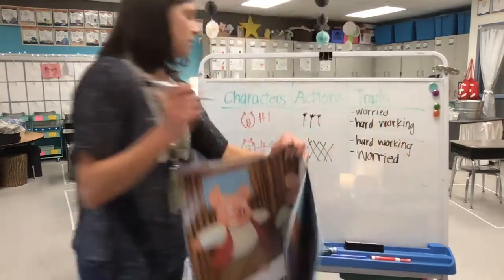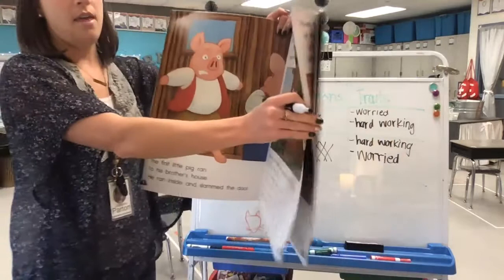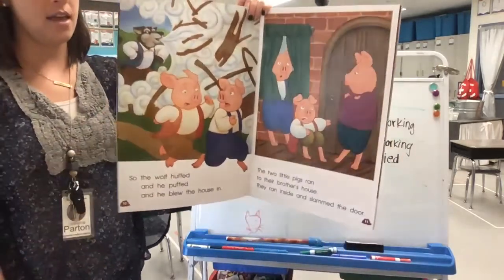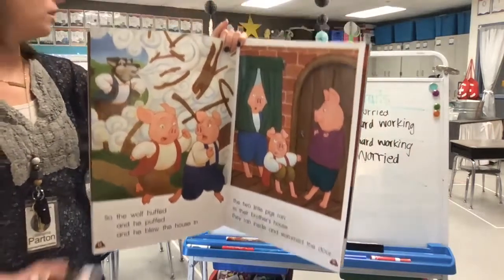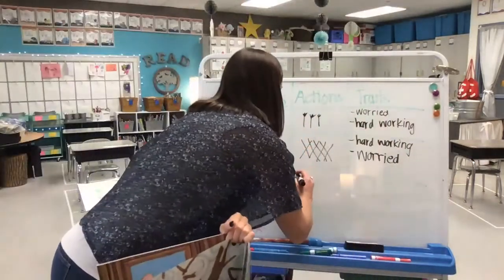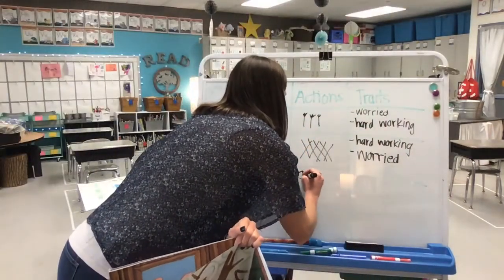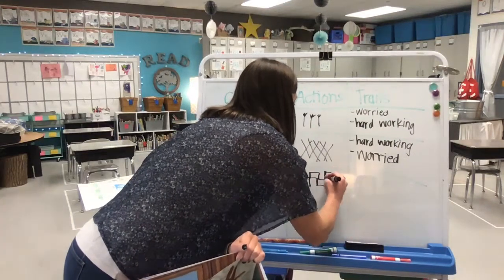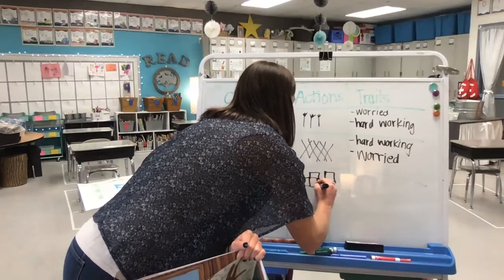And at the end of the story, the setting ends at the brick house, right? Because that's the last house he tried and he couldn't blow it down. So they were all just hanging out there and the wolf got scared and burnt his hiney. So he ran away. So we're gonna make a character trait chart.